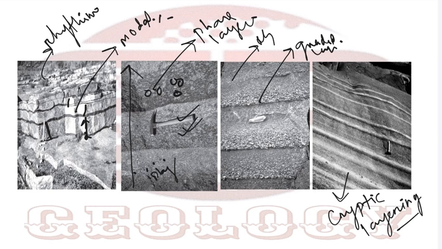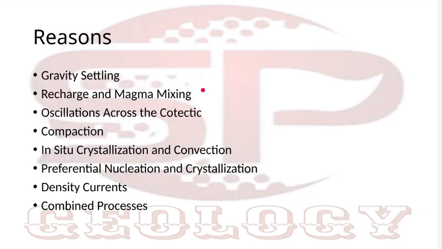Anyone having any doubts about layering? How does this igneous banding develop? There are some reasons, like gravity settling. Do you know what gravity settling is? The dense minerals crystallize first and they settle down to the bottom. That is gravity settling.